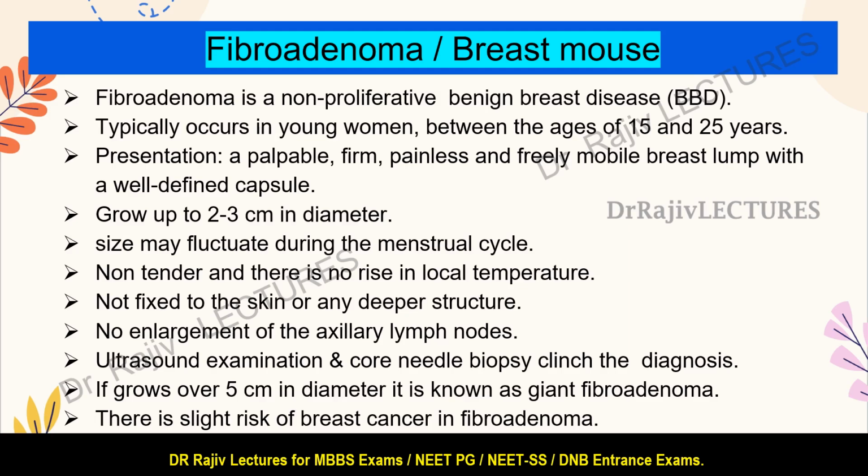A fibroadenoma that grows over 5 cm in diameter and is rapidly growing is known as giant fibroadenoma. It can be enucleated through a submammary incision. These are more common in the Afro-Caribbean population. There is mildly increased risk of breast cancer in fibroadenoma.